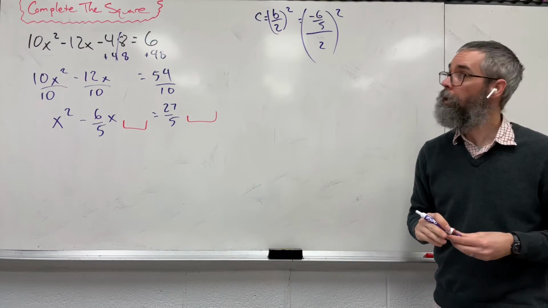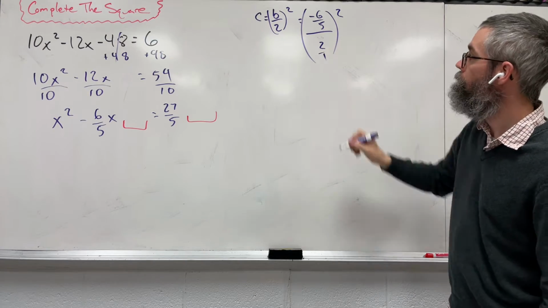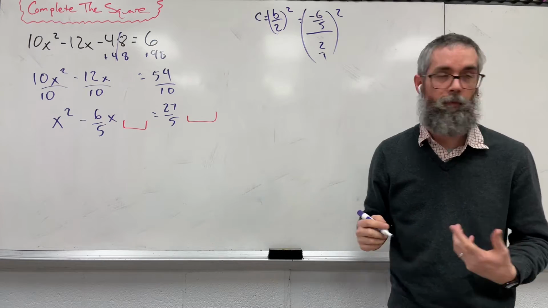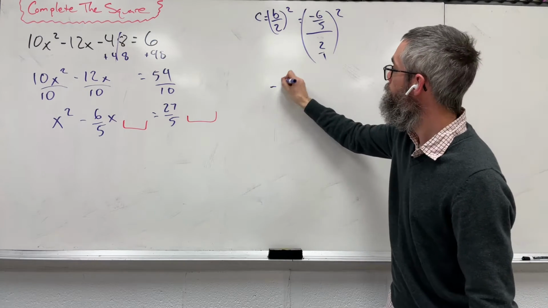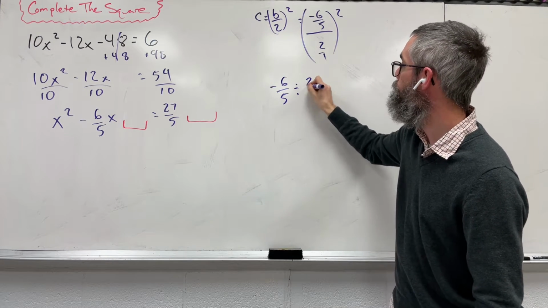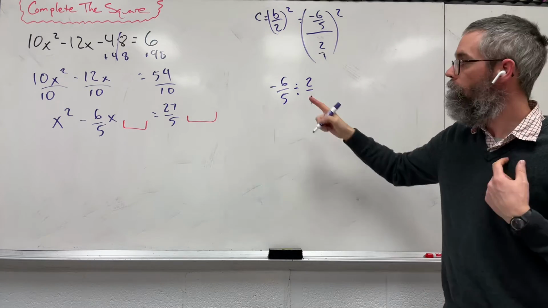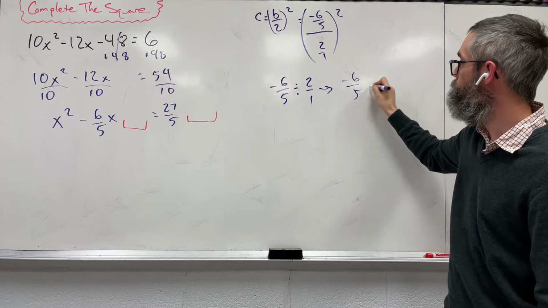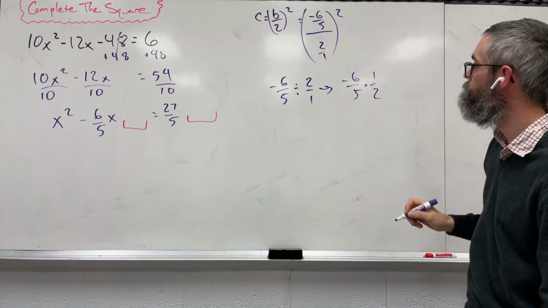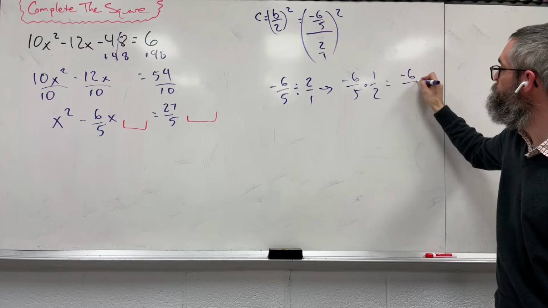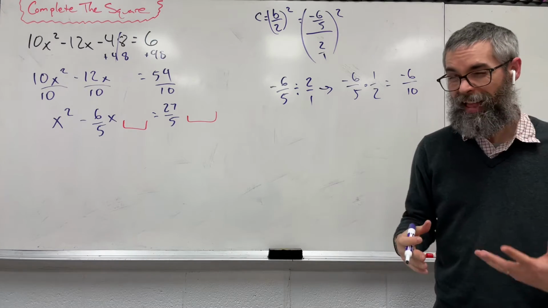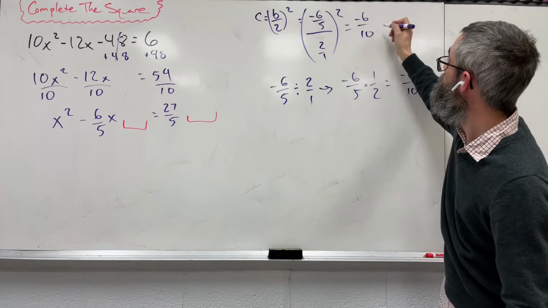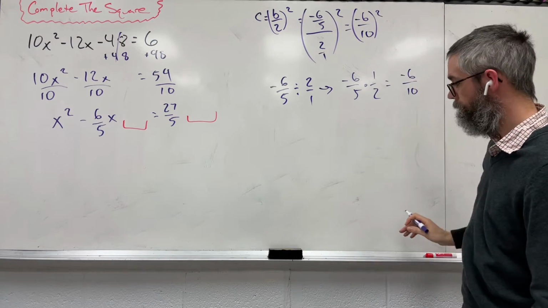So I can't do anything with this. So what I'm going to do is turn that to a fraction, and I want to rewrite this whole thing because I don't like the fractions within fractions dividing. So I'm going to say negative 6 over 5 divided by 2 over 1. And then since we don't like division, change it to multiplication. We've got negative 6 over 5 times 1 over 2, giving us negative 6 over 10. Whew, that's only half of it. Negative 6 over 10. Now we've got to square this whole thing.